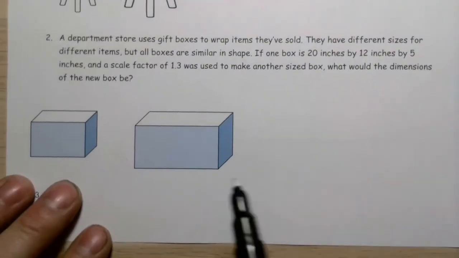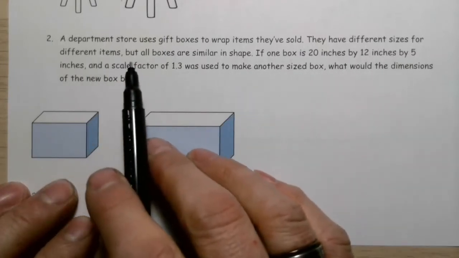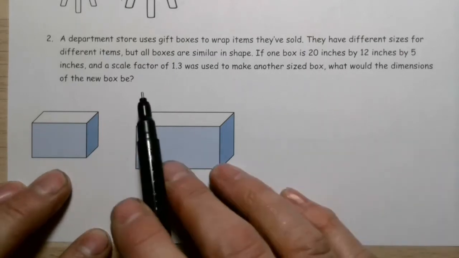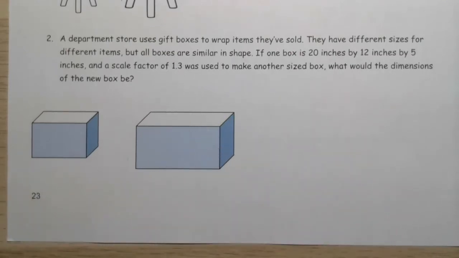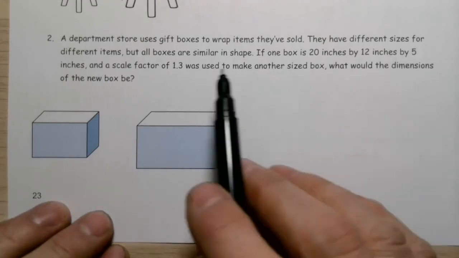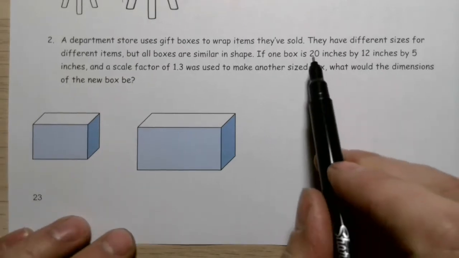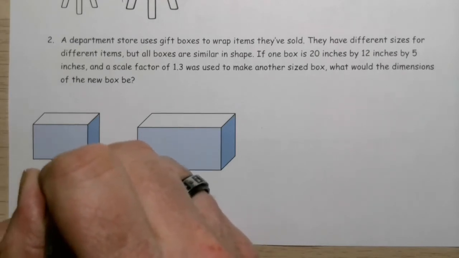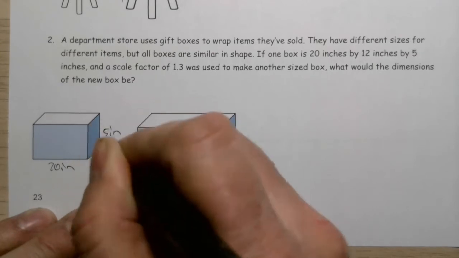Here's another one. A department store uses gift boxes to wrap items they've sold. They have different sizes for different items, but all boxes are similar in shape here. So if one box is 20 inches by 12 by 5, and a scale factor of 1.3 is used. Now, notice that the scale factor is 1.3. That's larger than 1, which means when I multiply each of these by that scale factor, 1.3, I'm going to get a larger number. The reason I say it like that is because that means that the 20 by 12 by 5 inches is this smaller box. 20 inches by, let's say, 12 inches by 5 inches.